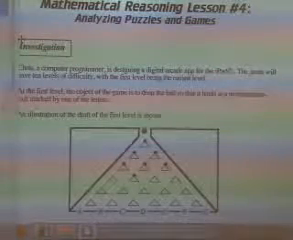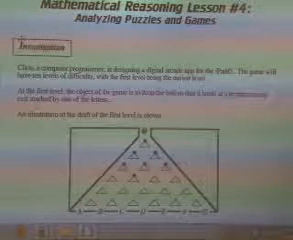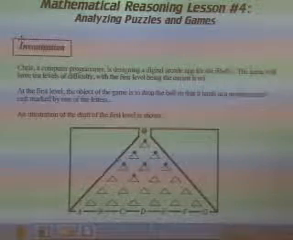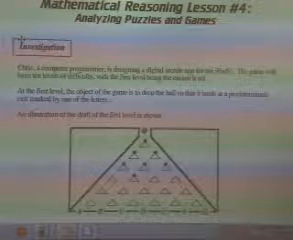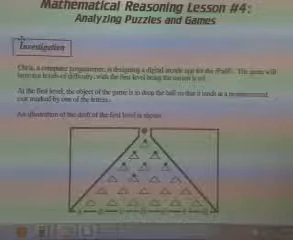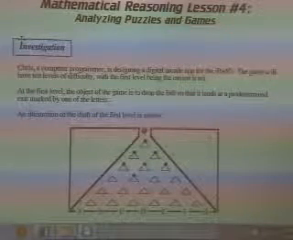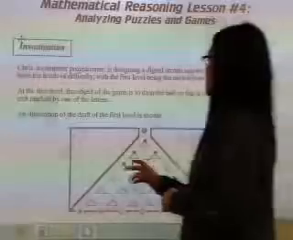So if we look at class example lesson number 4, it is analyzing puzzles and games. Chris is a computer programmer and he's designing a digital arcade app for his iPad. The game's going to have 10 levels of difficulty, the first level being the easiest. At the first level, the object of the game is to drop the ball so it lands at a predetermined exit marked by one of the letters. So this is an illustration.